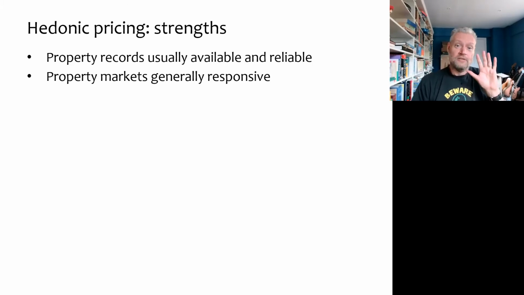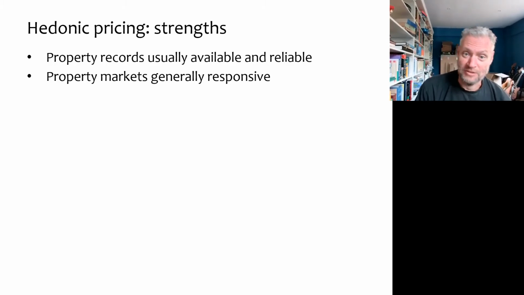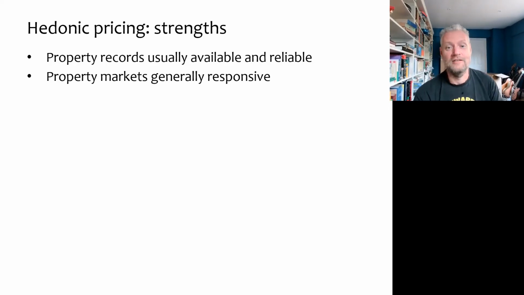Good thing about hedonic pricing is that property records are available from many, many places, and often in the public domain. So that is good. There's typically a lot of data. The data is reliably recorded because the sums are so large that people actually make sure that it's properly recorded. And property markets tend to respond to anything that goes on in their environment. So those are good things.